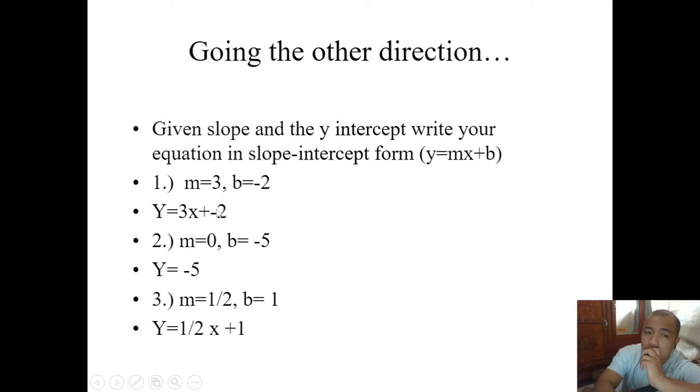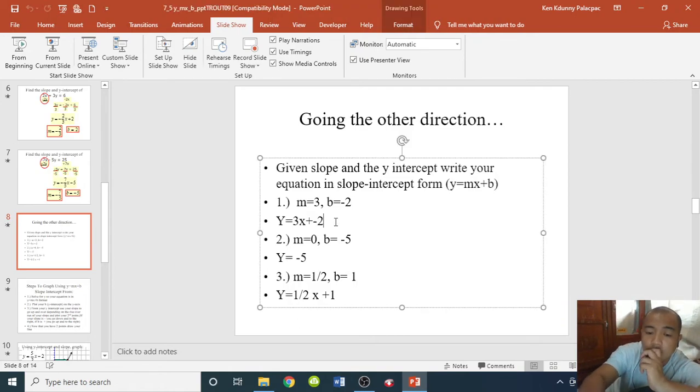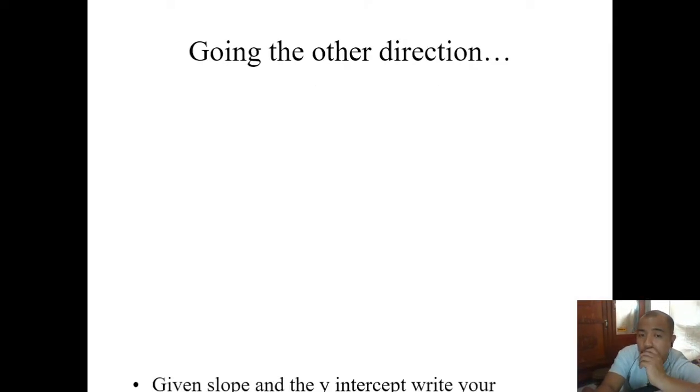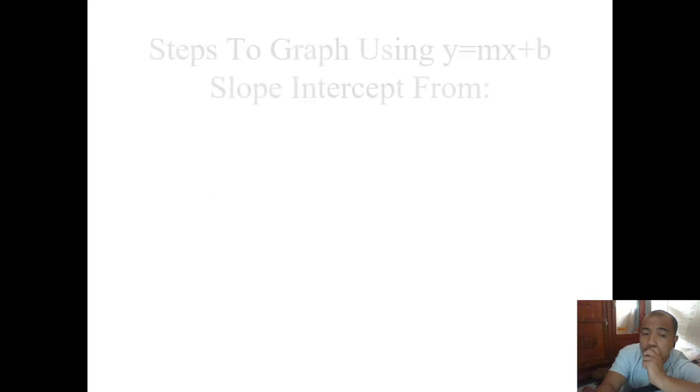So here, this can be written as y equals 3x minus 2. So we can edit that. Y equals 3x minus 2 for number 1. For number 2, y equals negative 5. For number 3, y equals 1/2 x plus 1.